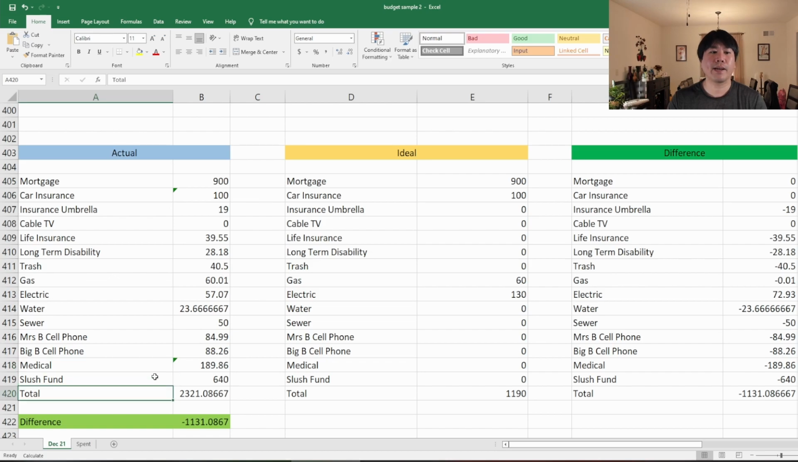And lastly, we have the slush fund again. Again, that's something that me and my wife decided on that we pay ourselves. And not everybody's going to do this, which is fine, but this is one of those ones you can easily eliminate.